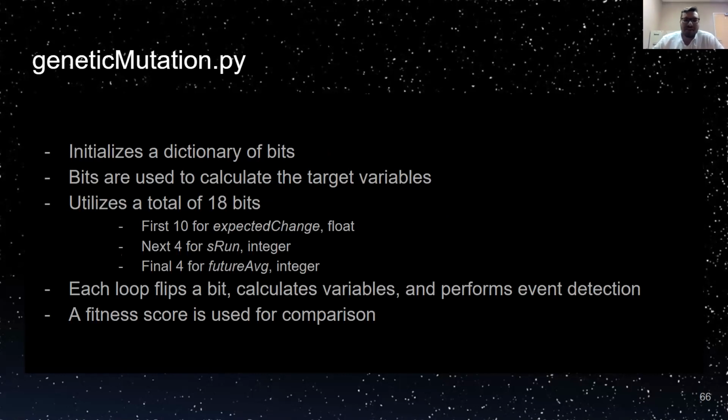Again, you initialize the dictionary bits, calculate target variables, and here specifically, the first 10 bits are what changes our expected change into float, and then the final 8, the first 4 of that is for srun, the final 4 is for future average. Each time you do this, you calculate your value, use that as your variable, and perform the whole script once again.